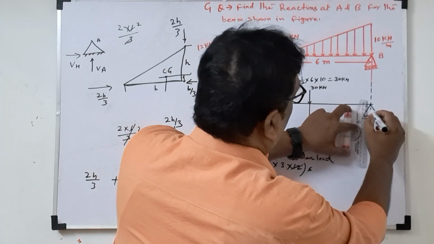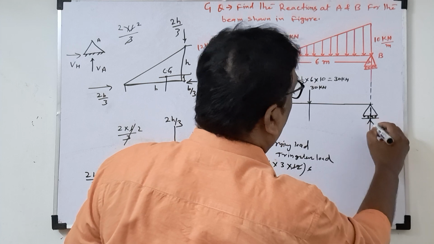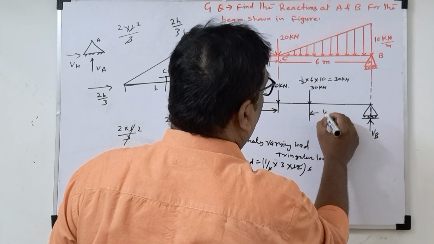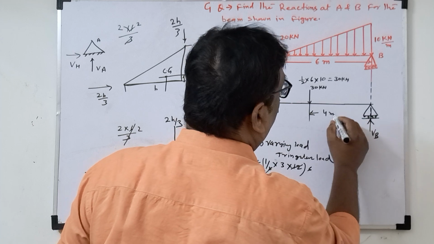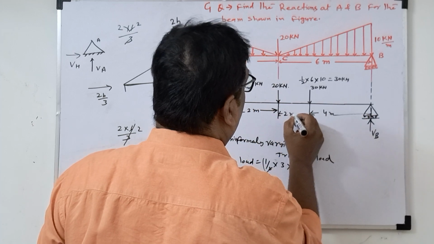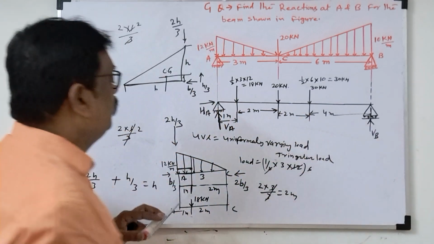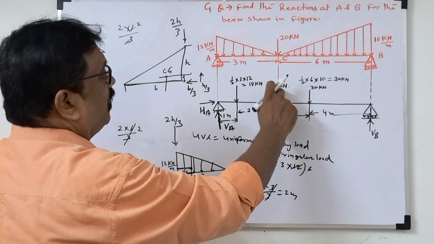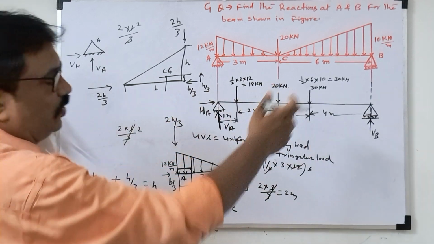This part we have to concentrate on. So this is the vertical load only, VB. Then this distance will be 4 meter. This distance will be 2 meter. This only we have to know. Suppose the load diagram is there. Now all are converted into point loads.